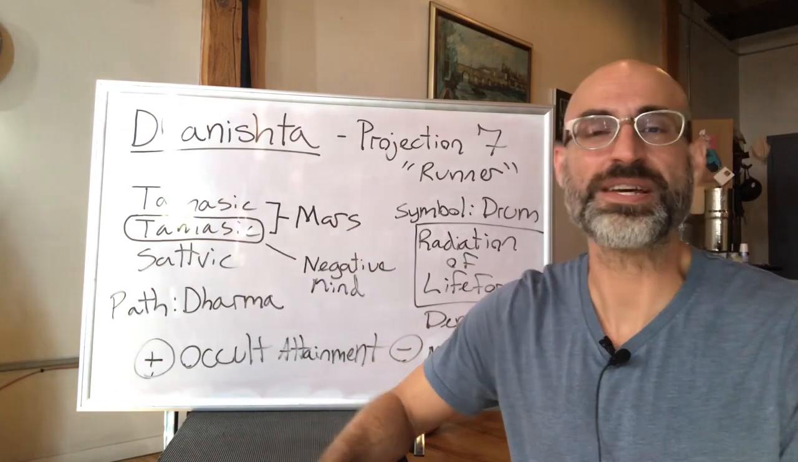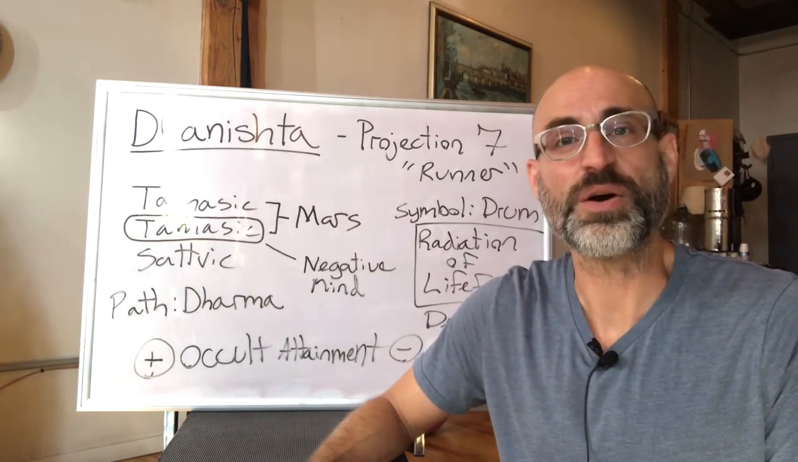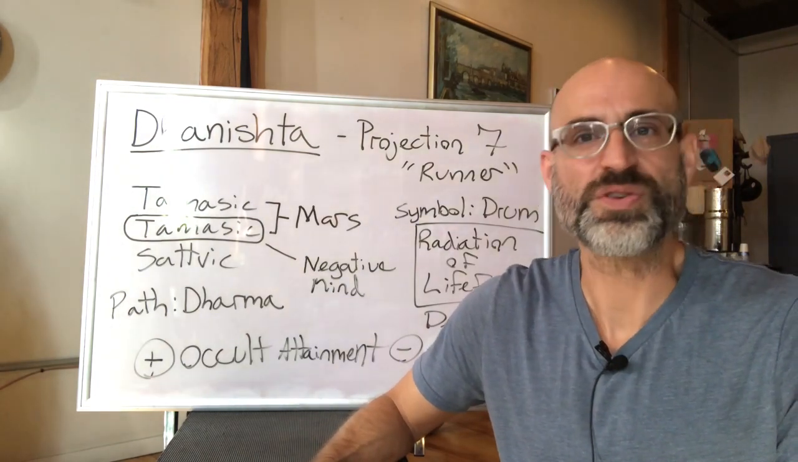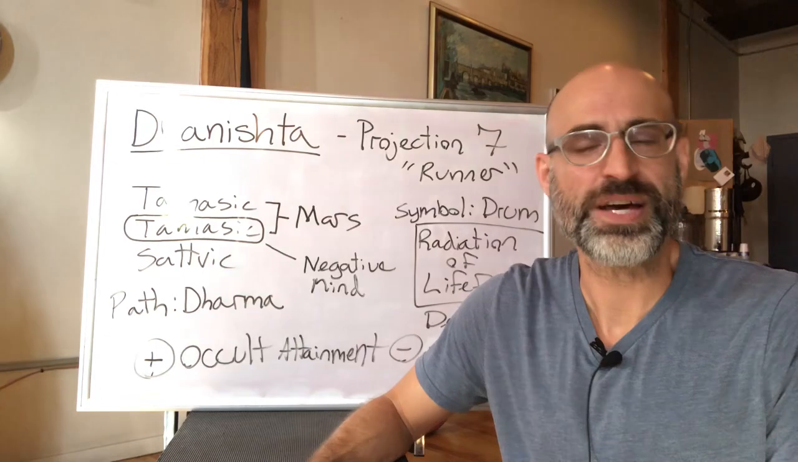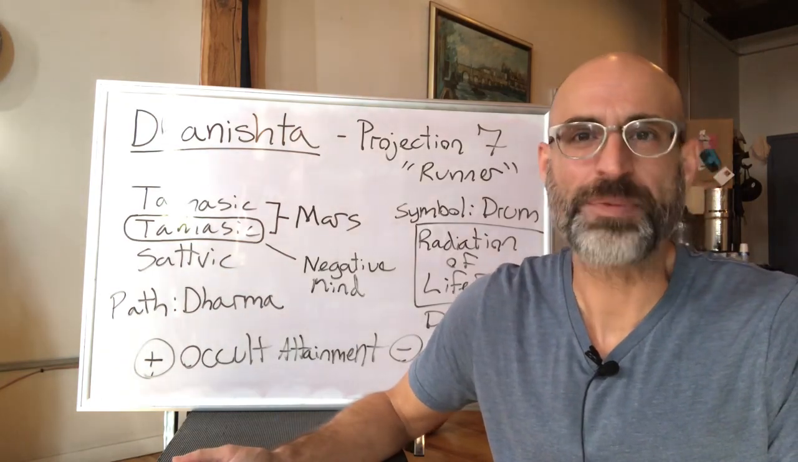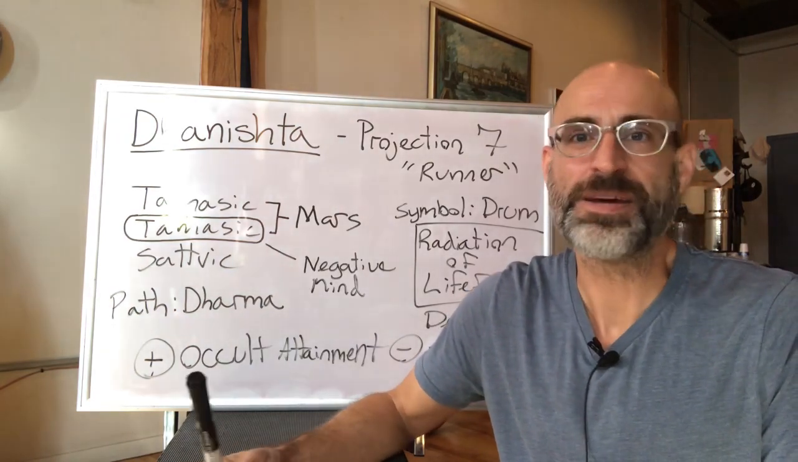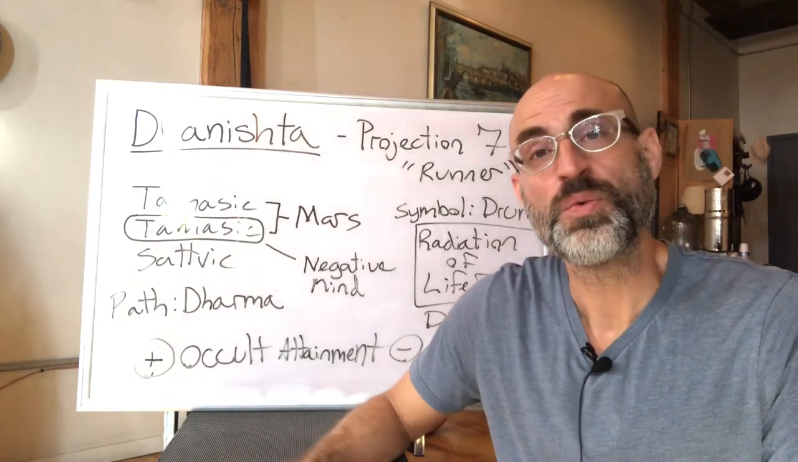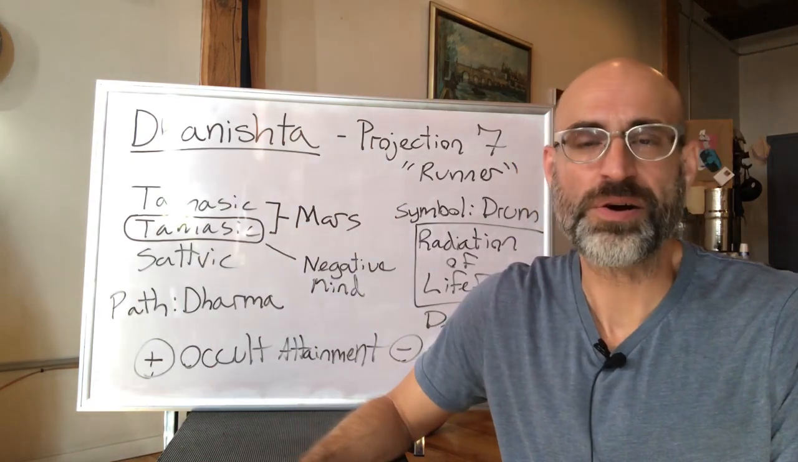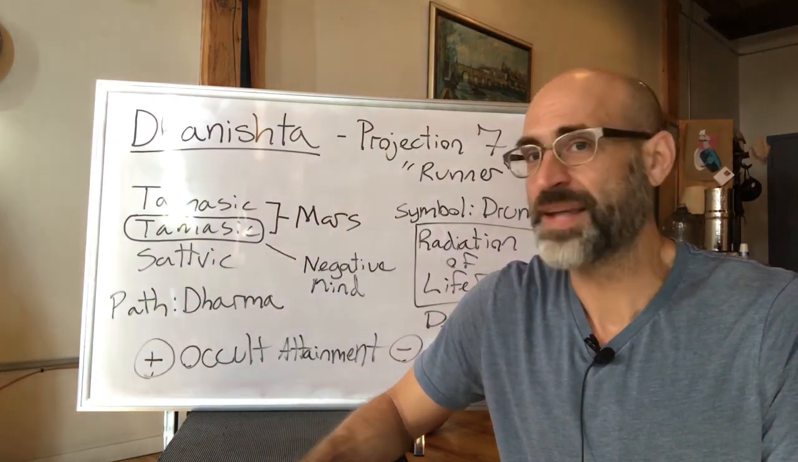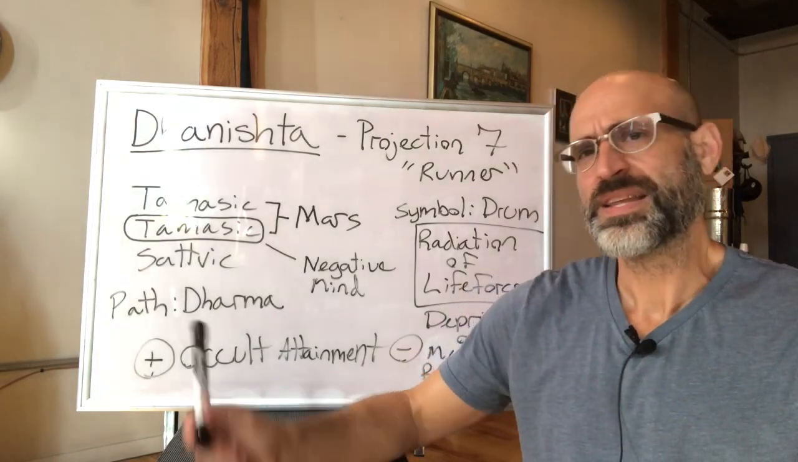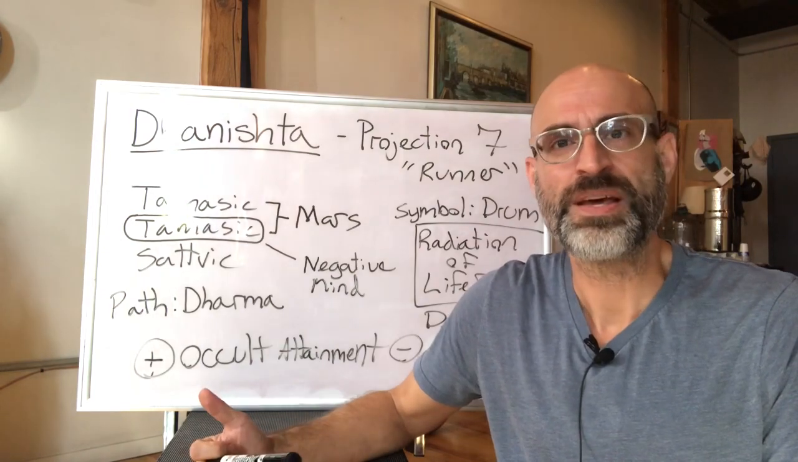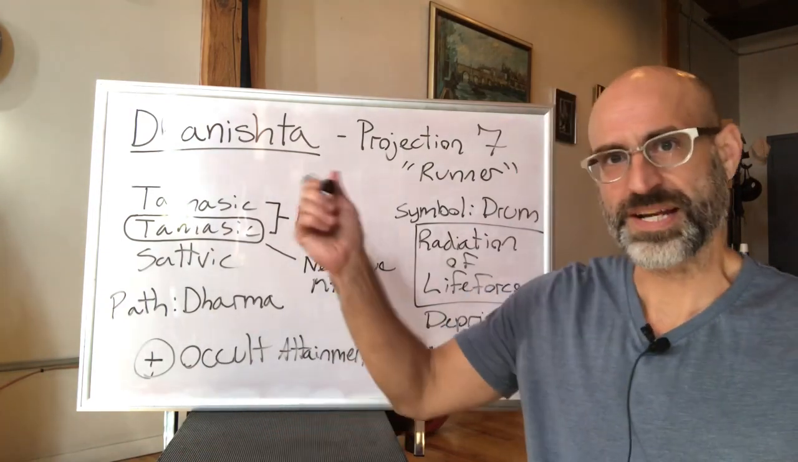Tamasic energy is material focus. It goes into density, and the term that keeps getting used is inertia. I don't know that I get it. I mean, I know what they mean by inertia. It just means things move at a slower rate in terms of vibration when we're looking at things connected to the material plane. And I guess it makes sense along those levels. But in this particular case, we're going to look at Tamasic energy as being the negative mind. And that's how it best applies to Dhanishta.